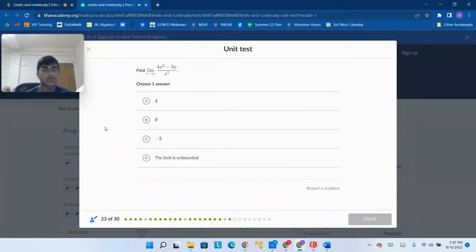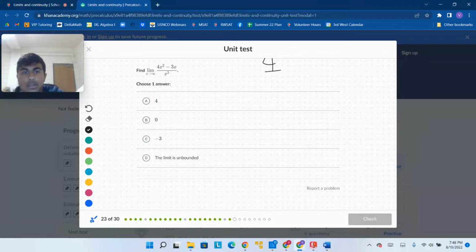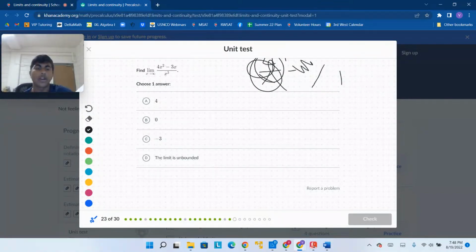Let's keep going. Find the limit as x approaches infinity of 4x squared minus 3x over x cubed. Okay, so let's think about what we have in degrees here. If we divide both of these by x cubed, then you're going to end up with 4 over x minus whatever, we don't really care because it's too small, over 1. And then this is going to become literally nothing, because 4 over infinity is nothing. So it's just going to be 0 over 1, which is 0.